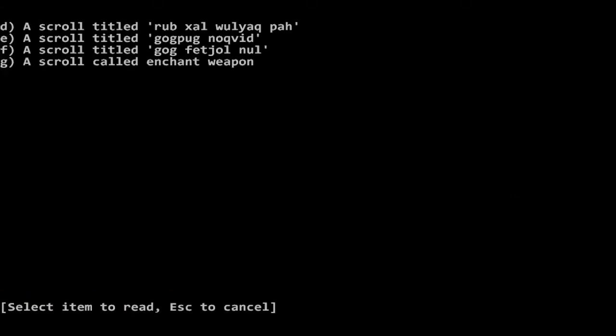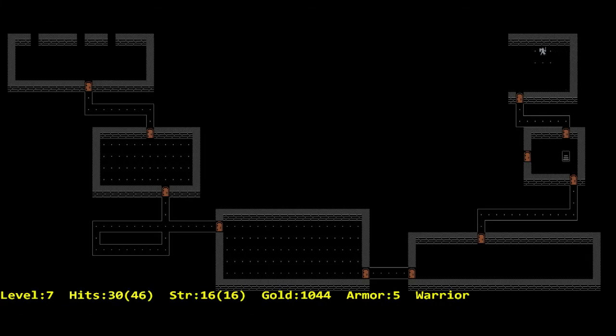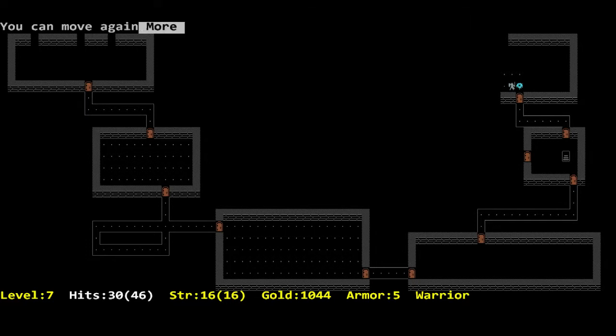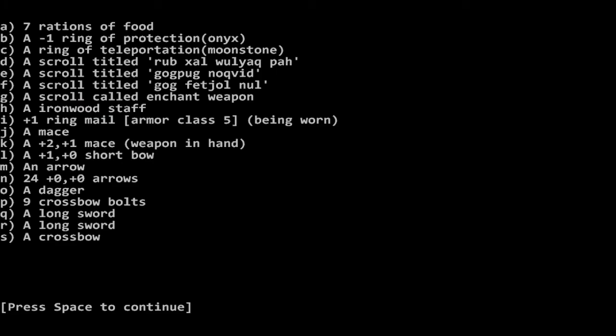We have another scroll called Enchant Weapon. Yeah, fuck this. Strange white mist. I think that was a trap. Yes, it was. Another ration of food. Okay, let's see. No, we don't have our two-handed sword anymore. Christ!